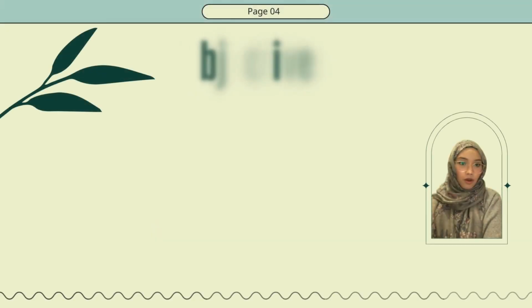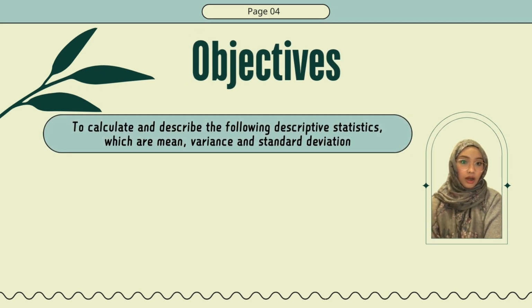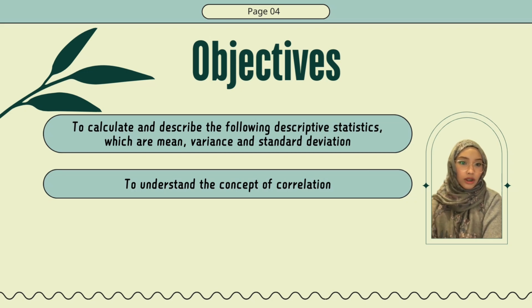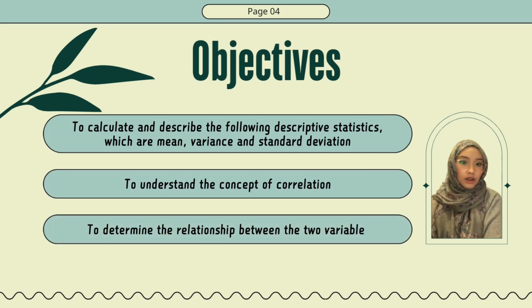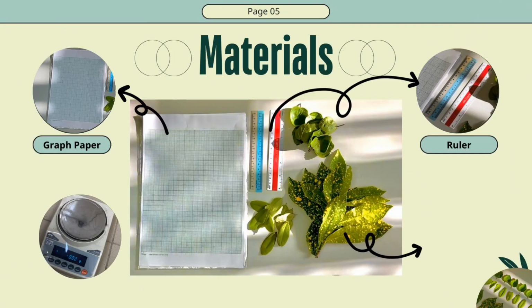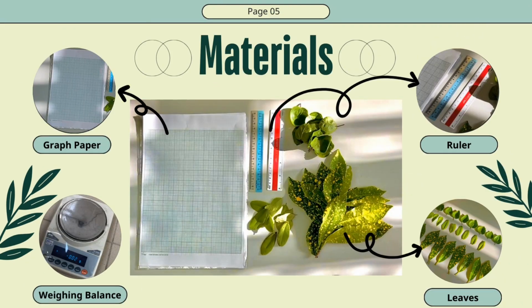The objectives of these experiments are to calculate and describe the following descriptive statistics, which are mean, variance, and standard deviation. Next, to understand the concept of correlation, and the last is to determine the relationship between the two variables. So these are the materials we use in this experiment.